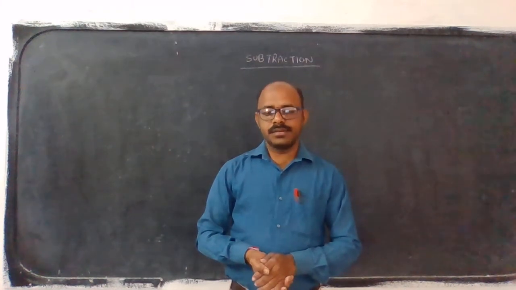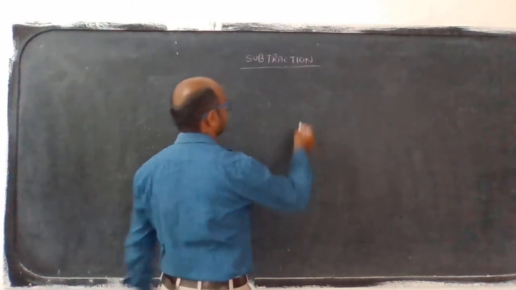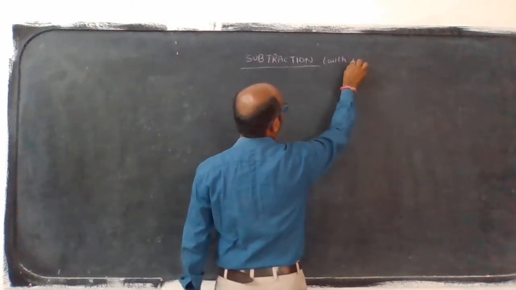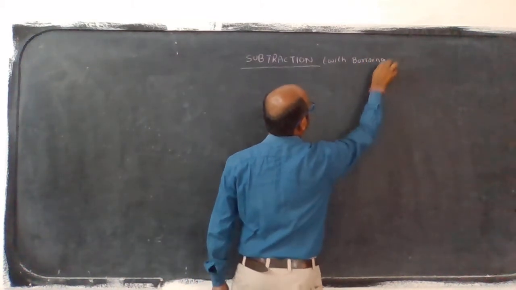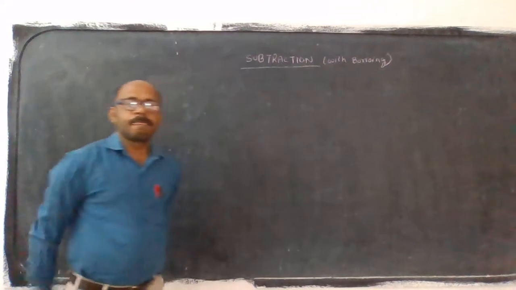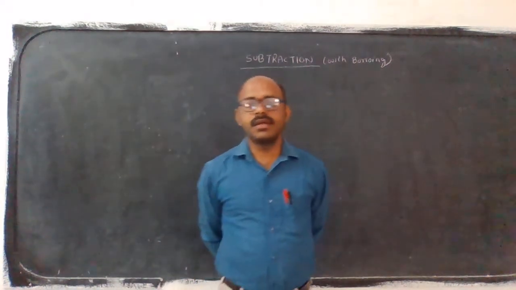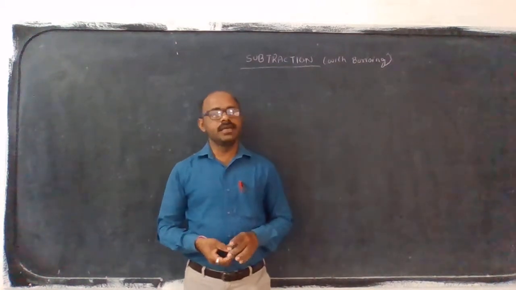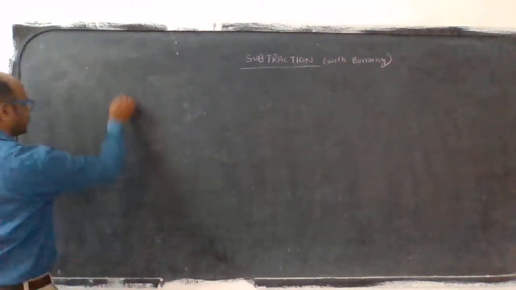In this part, we are doing subtraction with borrowing and without borrowing. Today I am explaining with borrowing. Whether the subtraction is with a 2-digit, 3-digit, 4-digit or 5-digit number, the process is the same. Okay, today we are discussing some examples. I am explaining one example.